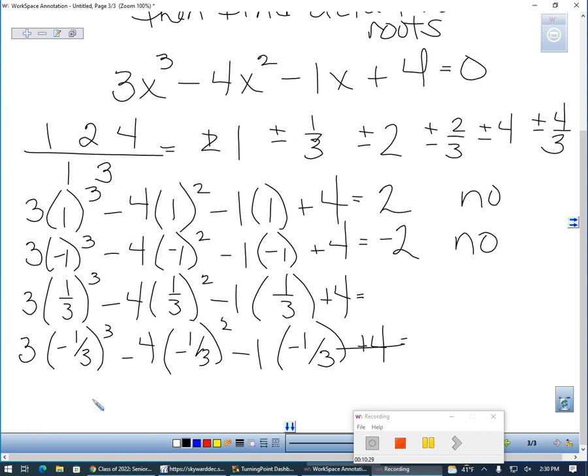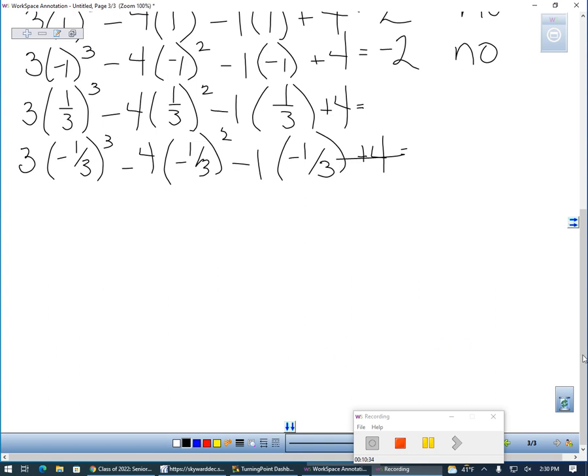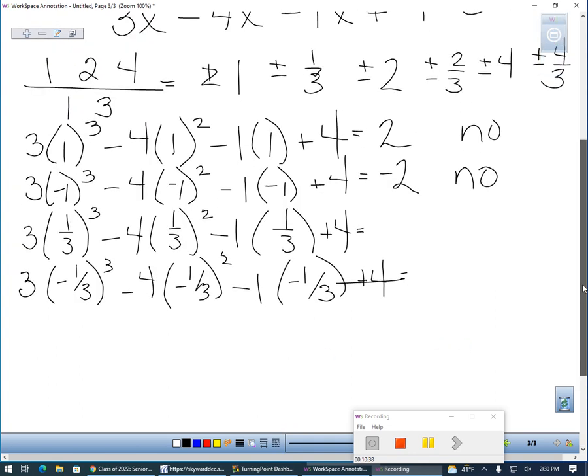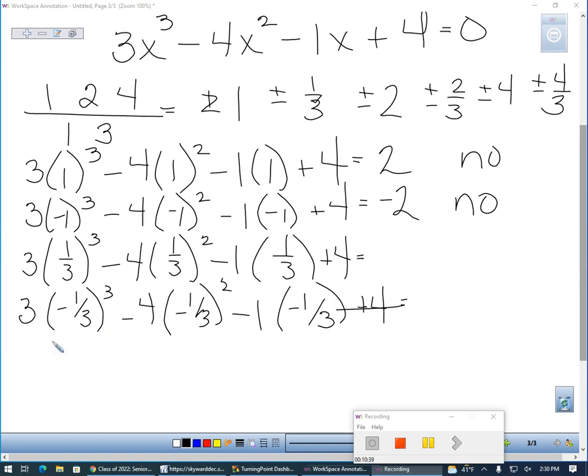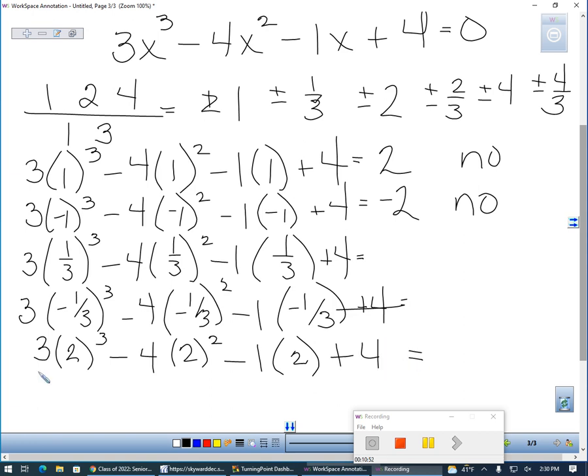Then we go to the 2's. So we plug in 2 and negative 2. Whoops, I went too far. Sorry, guys. Okay, so I would have 3 times 2 to the third, minus 4 times 2 squared, minus 1 times 2 plus 4. Then I would do negative 2: 3 times negative 2 to the third, minus 4 times negative 2 squared, minus 1 times negative 2 plus 4.